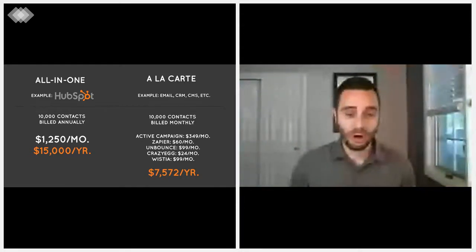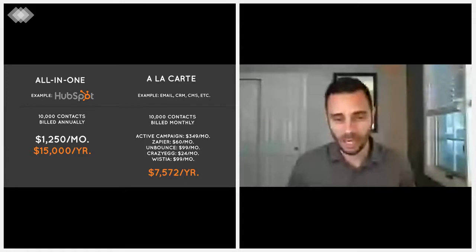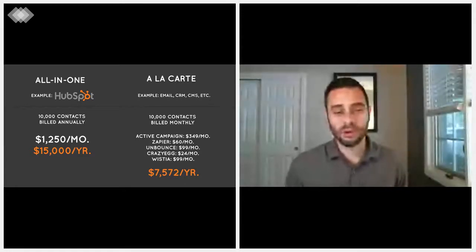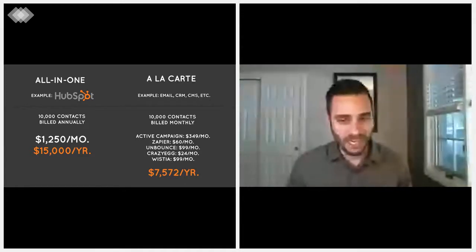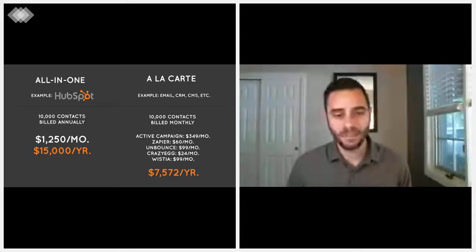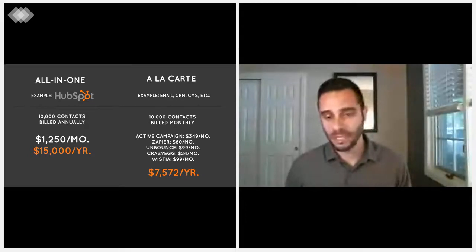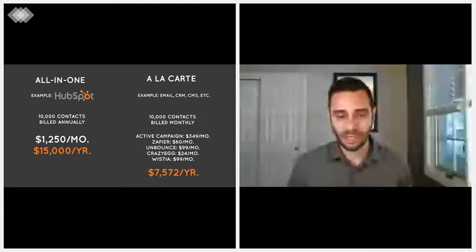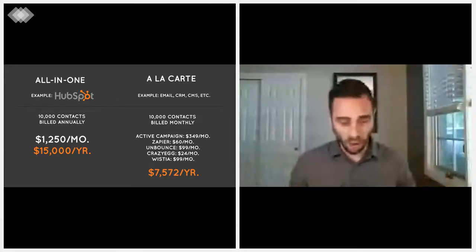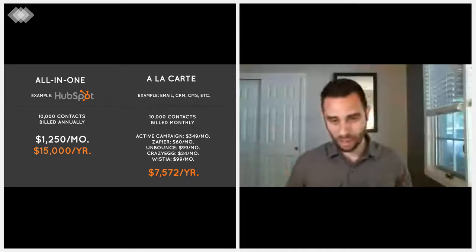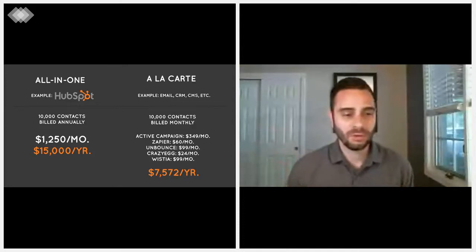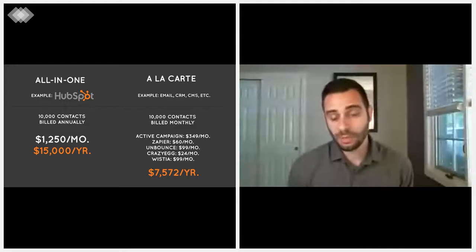I'm using a tool called Unbounce to build landing pages because I don't necessarily have a landing page builder. ActiveCampaign is working on this. I'm using a tool called Crazy Egg to cover A/B tests and heat mapping and things like that. And I've added a tool called Wistia in here to handle video hosting, video SEO optimization, things like that. And you can see that when I add all those up, and these are all the monthly rates, that comes out to about $7,500 a year. So it's about half the price.